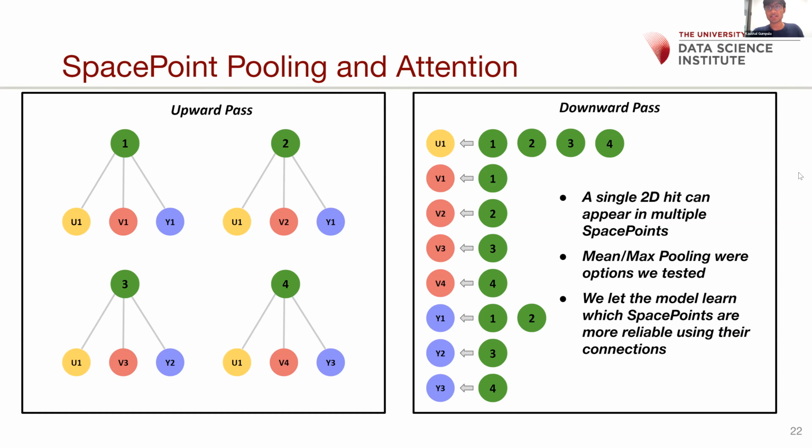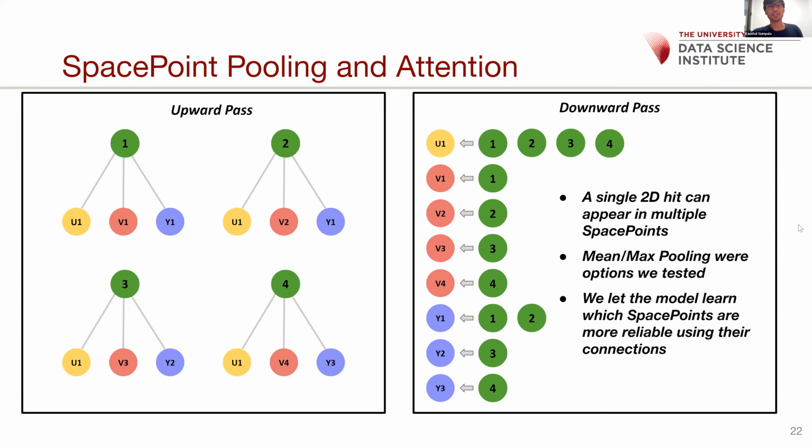So on the downward pass, this causes issues because we really need to be careful about conflicts, because since a 2D hit can appear in multiple space points, we can't simply add each of those features together, as that'll cause normalization issues in the graph. So there has to be some sort of way to pool these features together. So mean and max pooling were options that we tested, which is basically with respect to each class in each of these space point predictions, we can simply take the mean, or we can take the max features with respect to each class when down propagating that information back to the 2D hits.